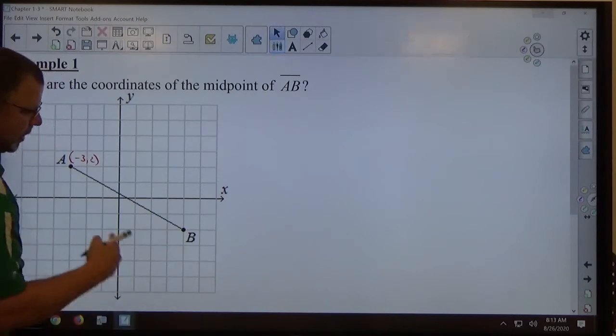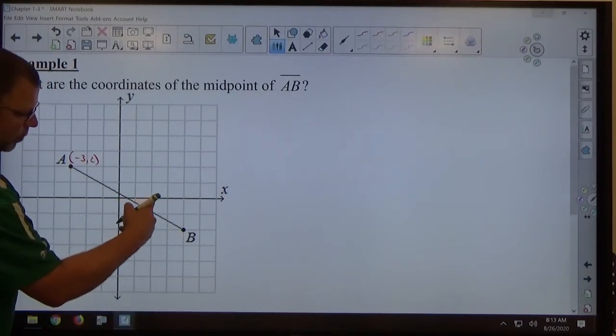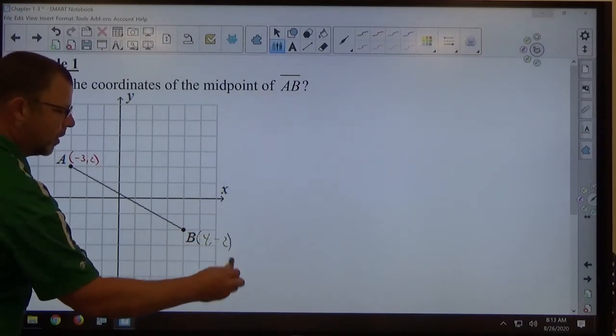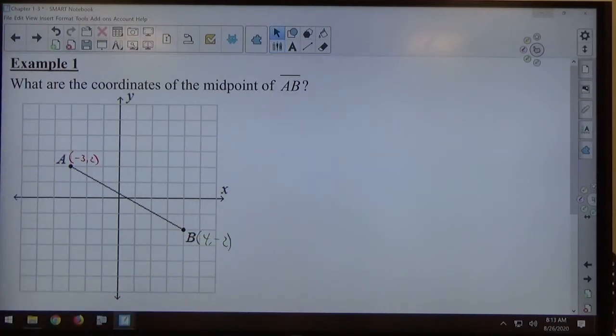And if I start at the origin to get to B, I've got to go right 1, 2, 3, 4, and down 2. So B is 4, comma negative 2. So your first priority on a problem of this variety, find the midpoint of a line segment, is to identify the coordinates of the endpoints of the line segment.